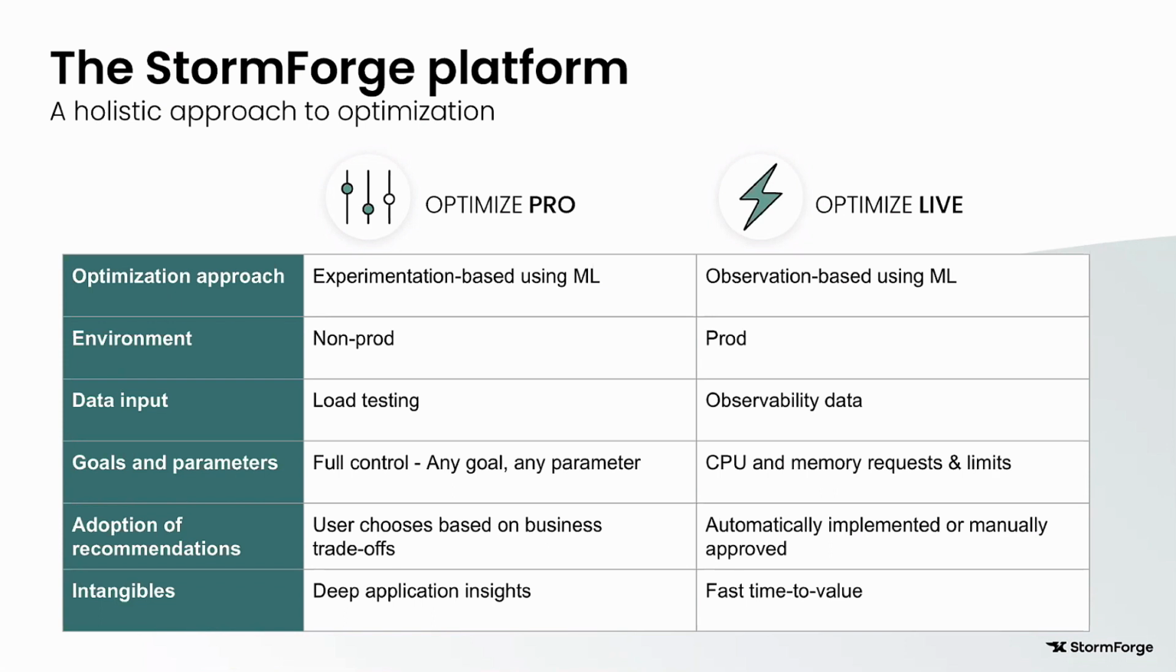Optimize Live, on the other hand, as you've seen, is simpler. All it does is tune CPU and memory. As we saw, you can automatically implement recommendations or you can manually approve them. So it doesn't go as deep. It's not as flexible as Optimize Pro, but it's a lot easier because you're already generating this observability data. It's essentially just leveraging the data you already have.